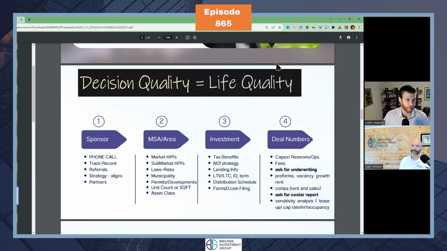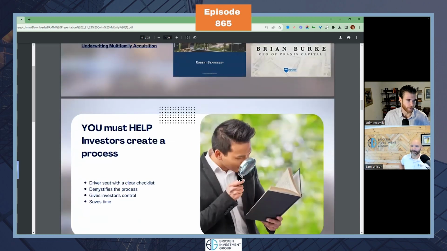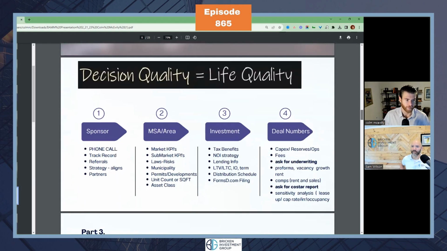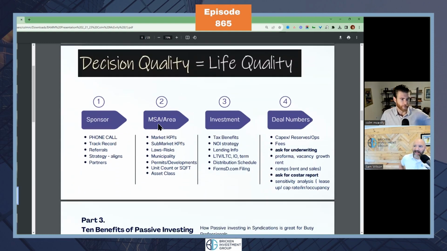of their decision-making process. Just recapping, if you have a process, it puts you in the driver's seat with a clear checklist. It demystifies the process. It gives you control. It saves you headache and heartache. And you know that you're investing for the right reasons. So this is the process that I teach my investors to go through.